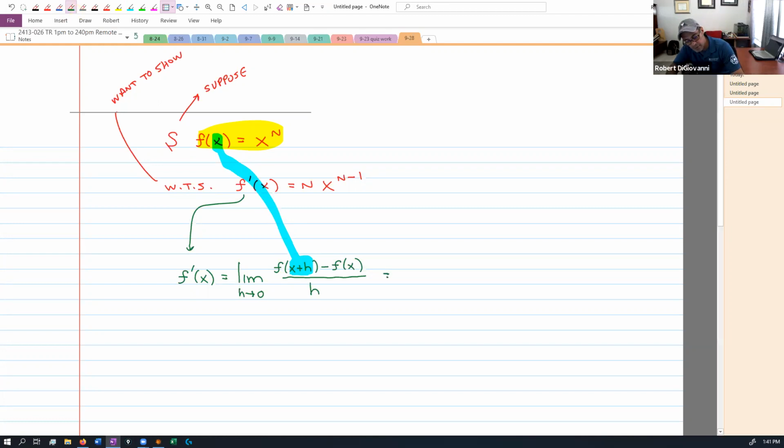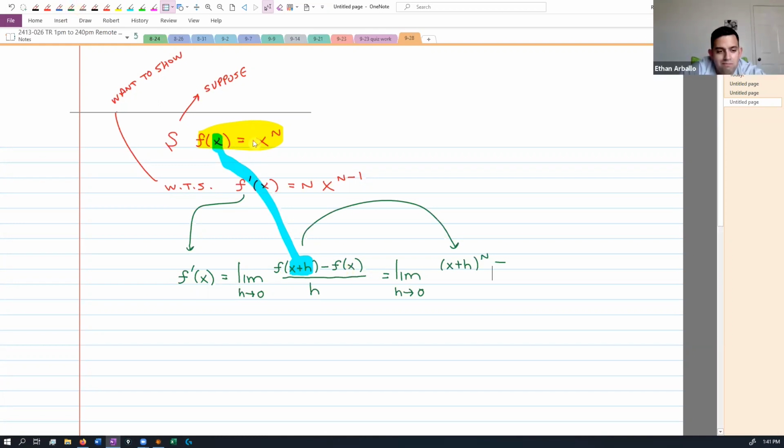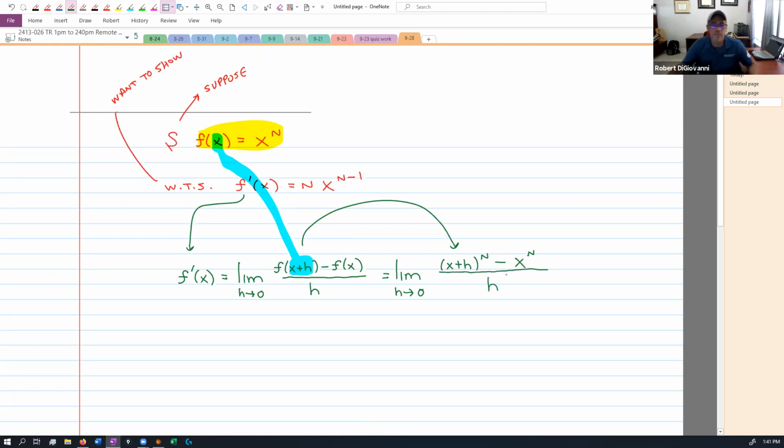Okay, so let me continue. Limit h goes to 0. This will spit out x plus h to the nth power. That's this piece here. Then I subtract from that. So I'm subtracting what? F of x. Well, what's f of x? X to the n. Okay, that's x to the n. All right, over, boy, this is actually pretty clean looking, isn't it? That's not so bad looking. All over h.